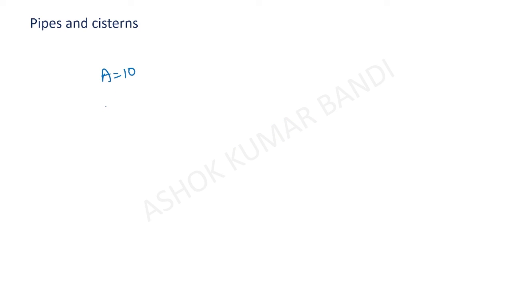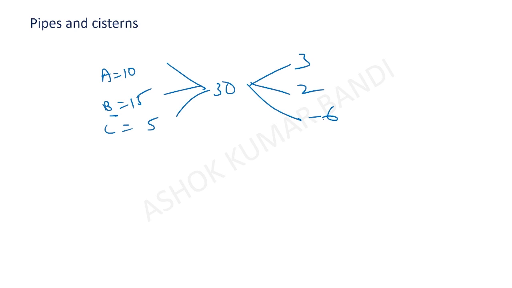A can fill in 10 hours, B can fill in 15 hours, C can empty in just 5 hours. Then the LCM is going to be 30, 3, 2, and minus 6. That means as a result, minus 1. So minus indicates that the outlet pipe capacity is much higher compared to inlet pipe capacity. That means simply saying inlet holes are small and outlet hole is much bigger compared to inlet. Whatever the water coming in from the inlet pipes, it has the gap to send the entire water out, as well as there is some more gap left.